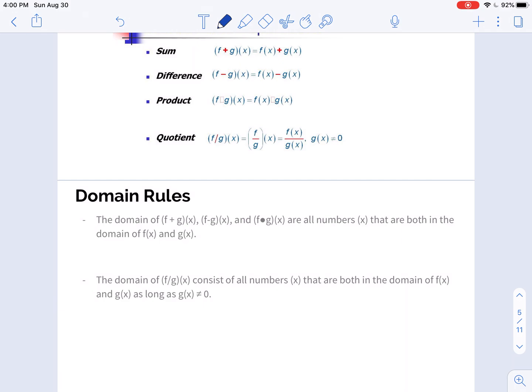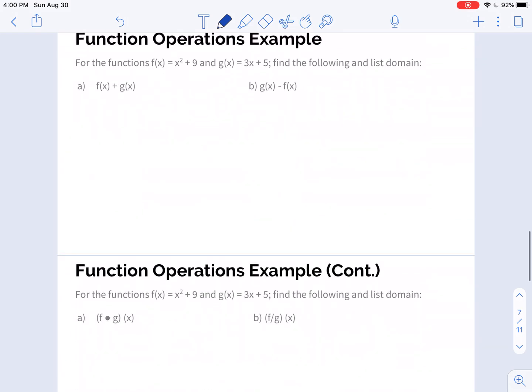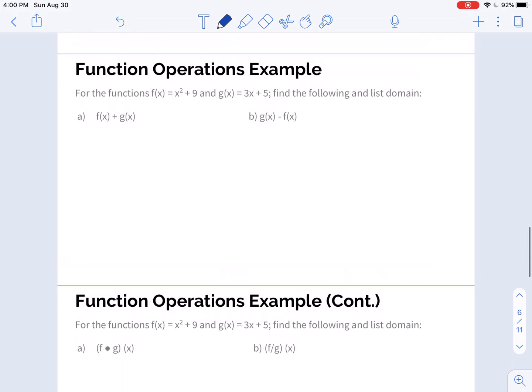So let's go ahead and look at doing these functions. I know that the domain probably doesn't make a lot of sense right now. I think this is something that is much more straightforward when we look at our examples. So we've got 2 functions here. I start off on easy functions for the first couple examples. We've got x squared plus 9, and we've got 3x plus 5.